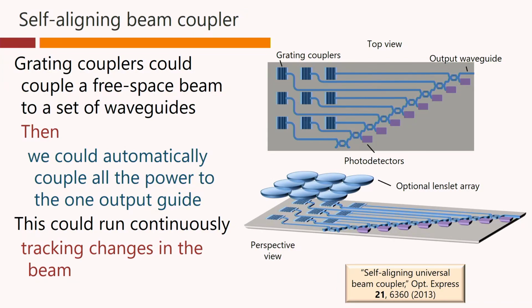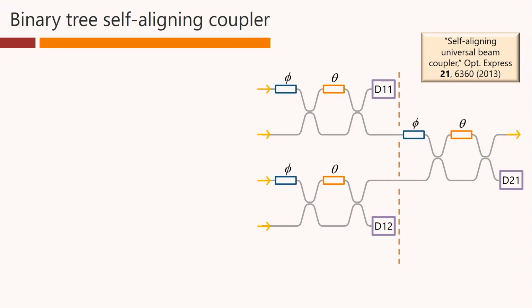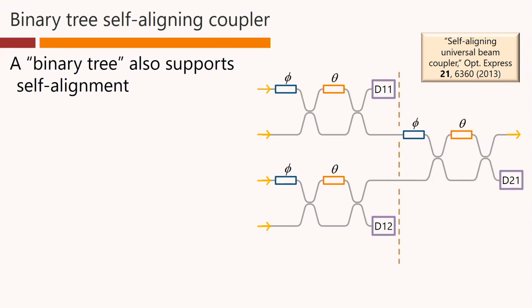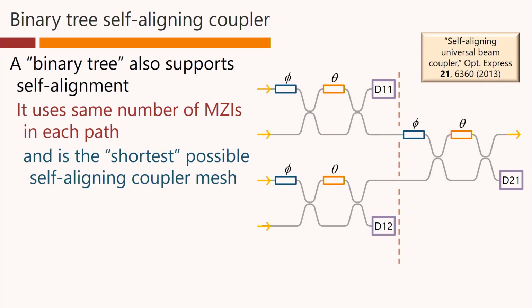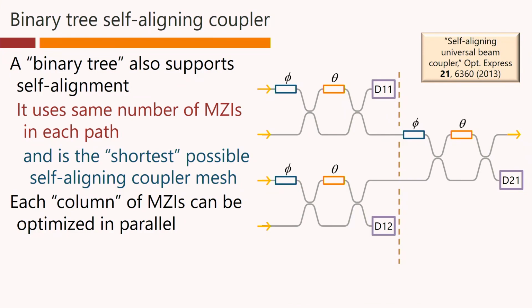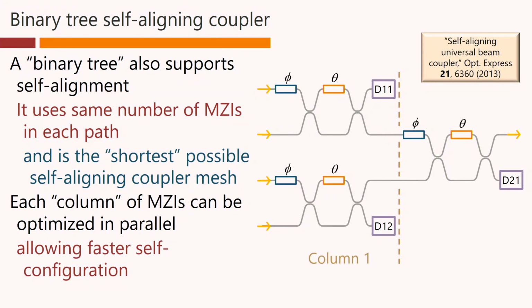In addition to the diagonal line, a binary tree of Mach-Zehnders, as shown here, also supports self-alignment. It uses the same number of Mach-Zehnders in each path, which can be a minor advantage, and it is also the shortest possible self-aligning coupler mesh. Now, each column of the Mach-Zehnders can also be optimized in parallel, allowing faster self-configuration. So both of the Mach-Zehnders in this column 1 could undergo optimization or minimization at the same time, and then we could proceed to the next column. And this continues to work as we make more complex sets of binary tree meshes.